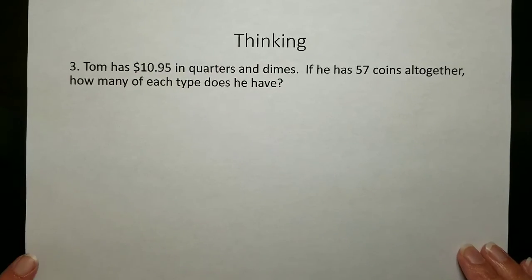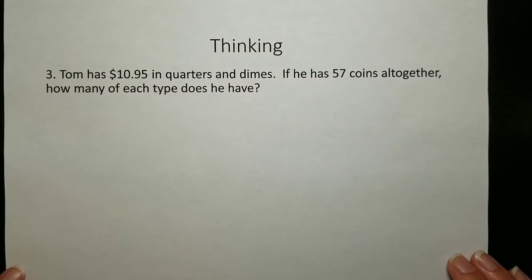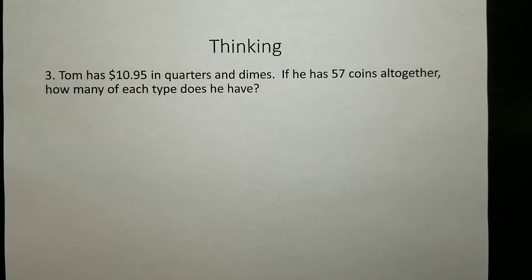Okay, last example in today's lesson. Tom has $10.95 in quarters and dimes. If he has 57 coins altogether, how much of each type does he have? So if we think this through, if you were thinking about counting up some money, and you said, I've got a big pile of quarters and dimes, and altogether I have $10.95, I'm just going to say this in words here.